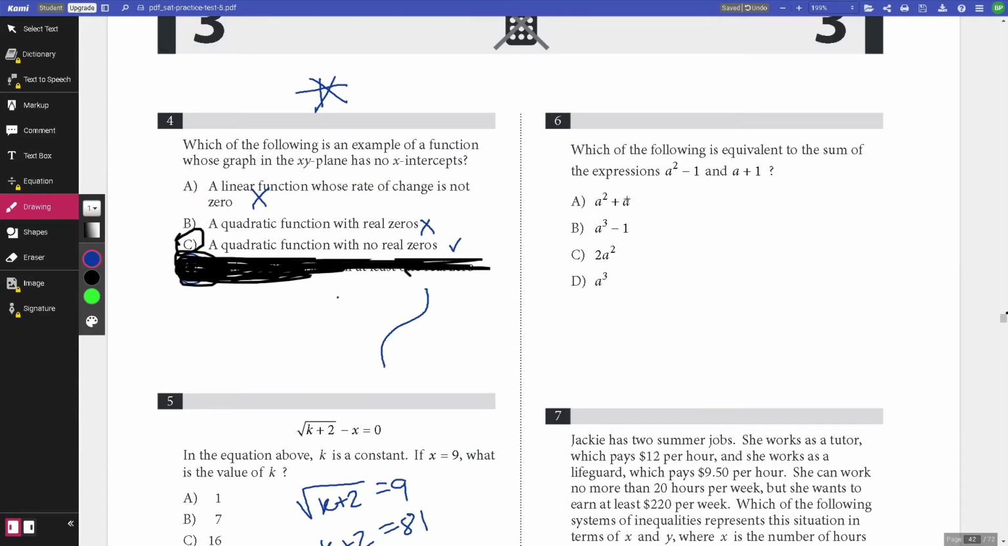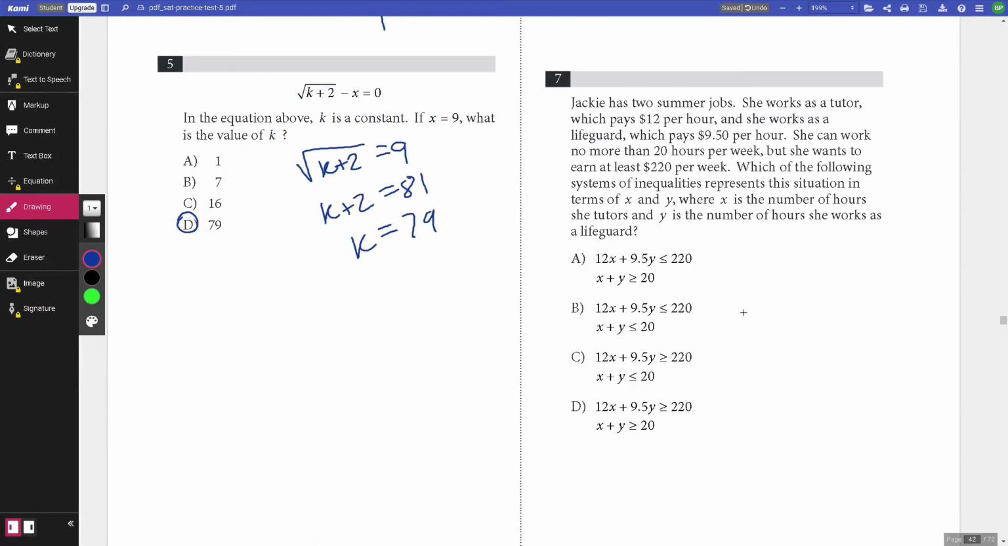Number 6. Which of the following is equivalent to the sum of the expressions a squared minus 1 and a plus 1? So just add them together. A squared plus a. See, these cancel out. So that's the correct answer. Number 7.